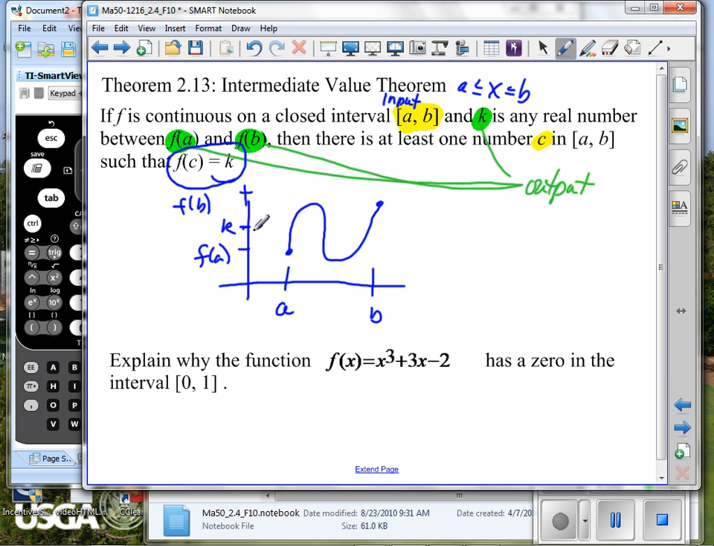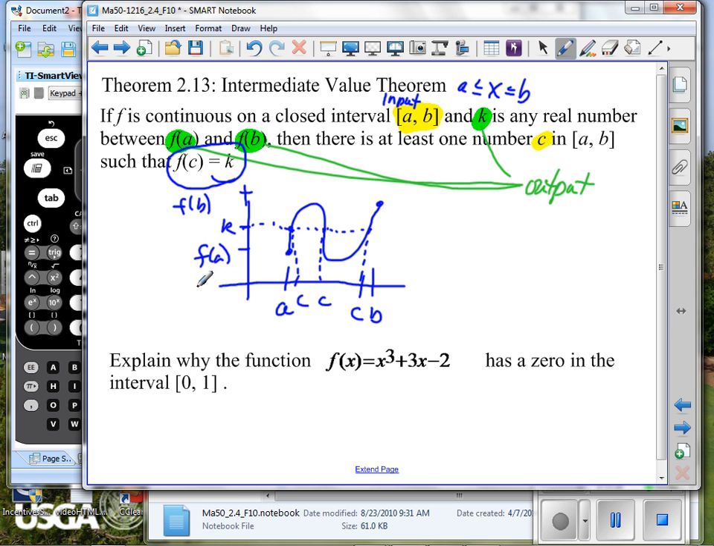So let's see. Right there. So that could be c. Its output is k. Is it between a and b? Sure. Okay, there's another one. That's another possibility for c. Why? Because its output is equal to k. Is there another one? Yep. Right there. So I have three possibilities on my little graph that would qualify. Are any of those c's in the interval between a and b? Yeah. Are there outputs between f of a and f of b? Yeah.